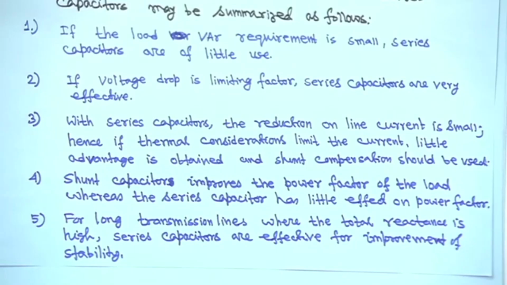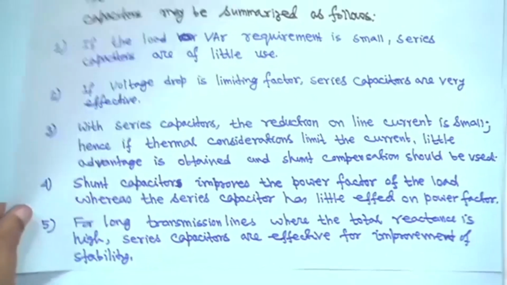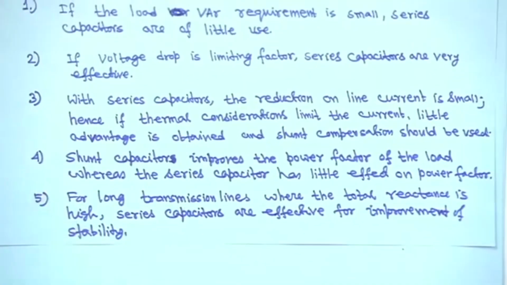Thermal consideration means that every transmission conductor has a maximum current carrying capability, right. Different conductors have different ratings, they call it the thermal limit. Now, shunt capacitors improve the power factor of the load, it is true, whereas series capacitor has little effect on power factor. I told you the primary objective of shunt capacitor is to reduce the loss and improve the voltage magnitude, right. Whereas the series capacitor has little effect on the power factor, right.